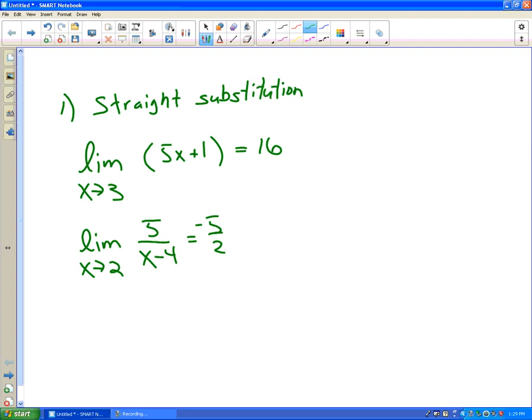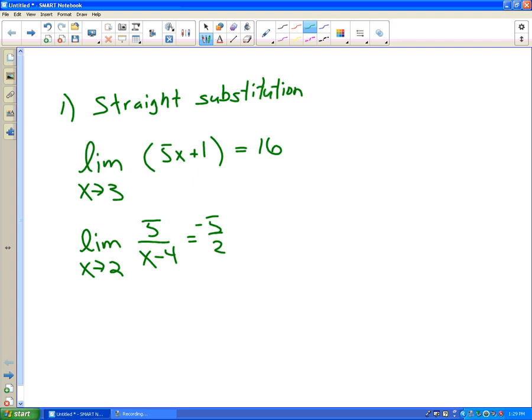Now, if in this same function we were looking at the limit as x approached 4, then we'd have the situation of 5 over 0, and we would need to take a look at points just to the left and to the right of 4 and see what my function values are approaching. So that's the first type, straight substitution.